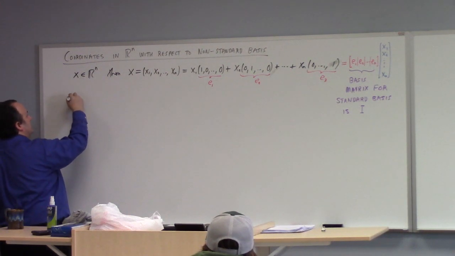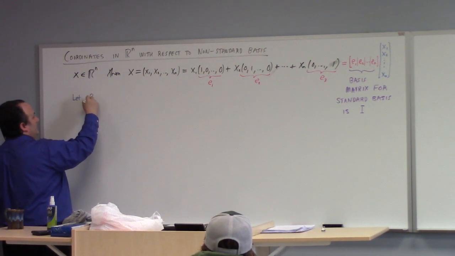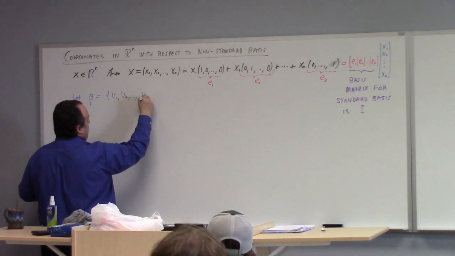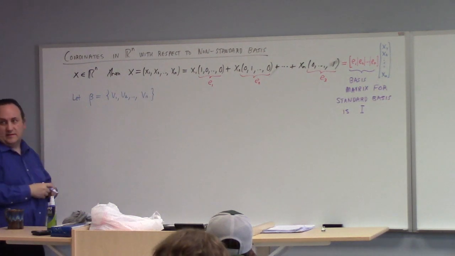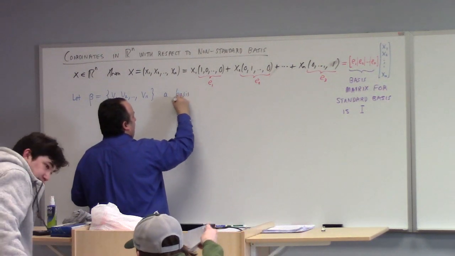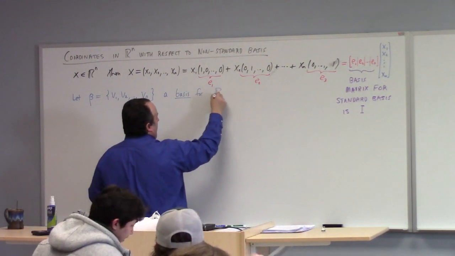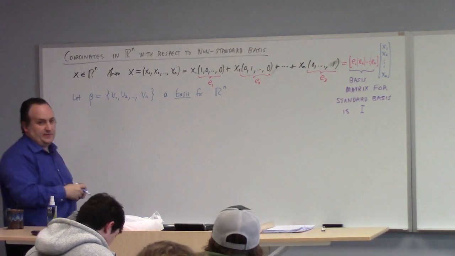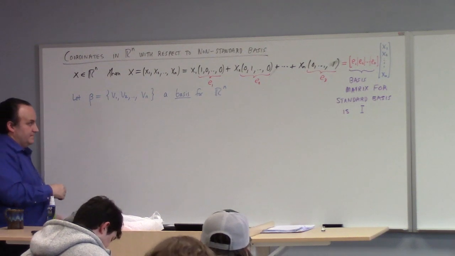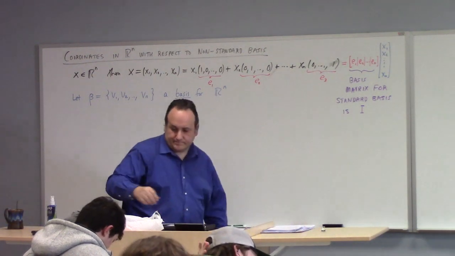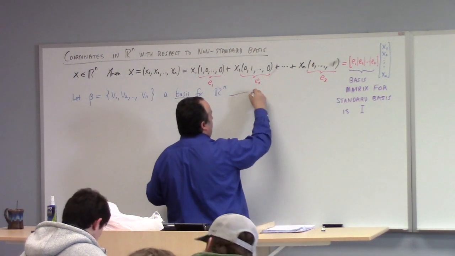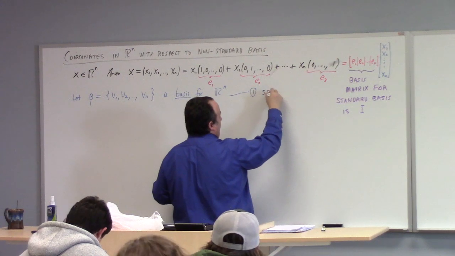So let's let beta equal to, say, v1, v2, vn, all right? Let this be a basis. And what would that mean? So that means two things, right? What are the two things that we have here, if that is indeed a basis for Rn? You guys remember? That means two things, right? Number one, the span of beta is what?